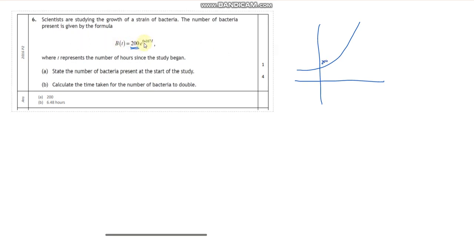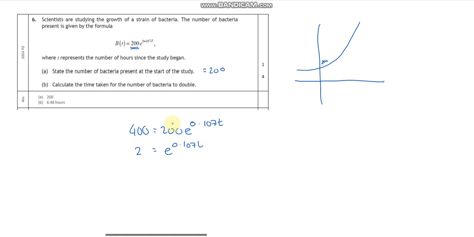This is a growth function, there's no negative. So 200 is going to be your starting point. That's excellent. Calculate the time taken for it to double. Well, if I start at 200, then it's going to double to 400. So 400 is 200 e to the positive... There we go. So divide by 200, that's going to give me 2.